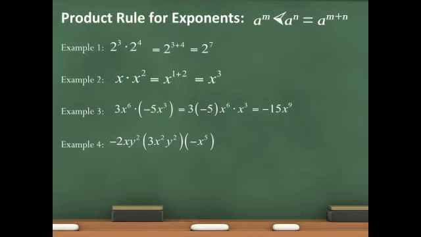Negative 2x y to the second power times 3x to the second power y to the second power times negative 1x to the fifth power. Multiply the coefficients. Negative 2 times 3 times negative 1 equals 6. Multiply the x factors. X times x to the second power times x to the fifth power equals x to the eighth power. Multiply the y factors. Y to the second power times y to the second power equals y to the fourth power. The simplified product is 6x to the eighth power y to the fourth power.